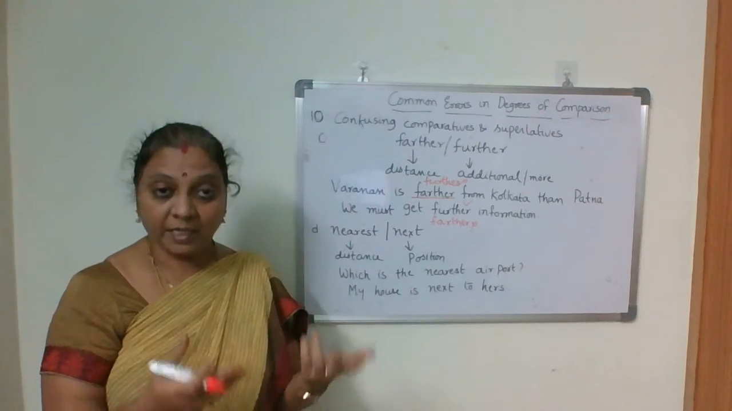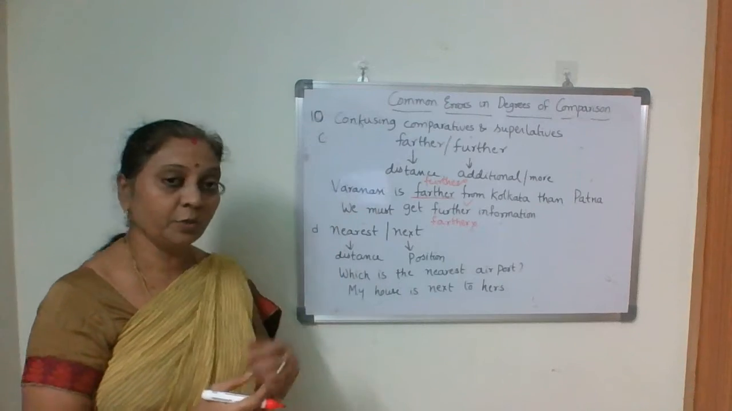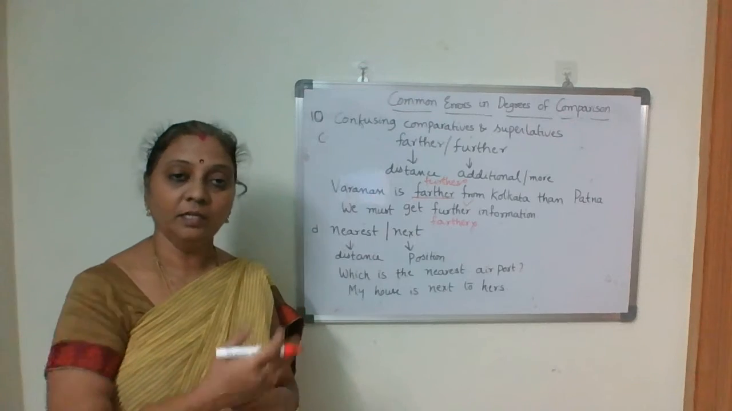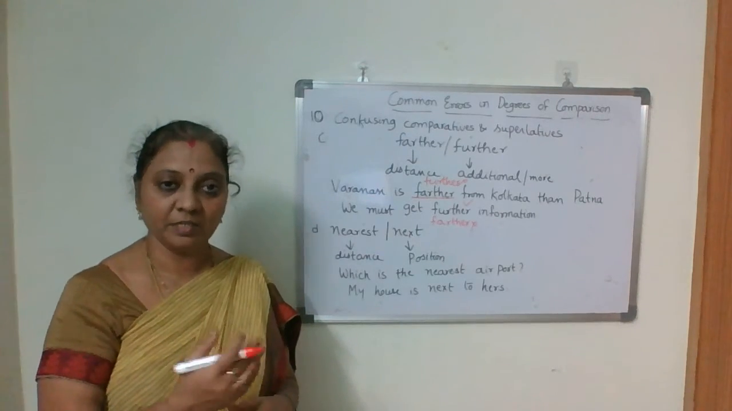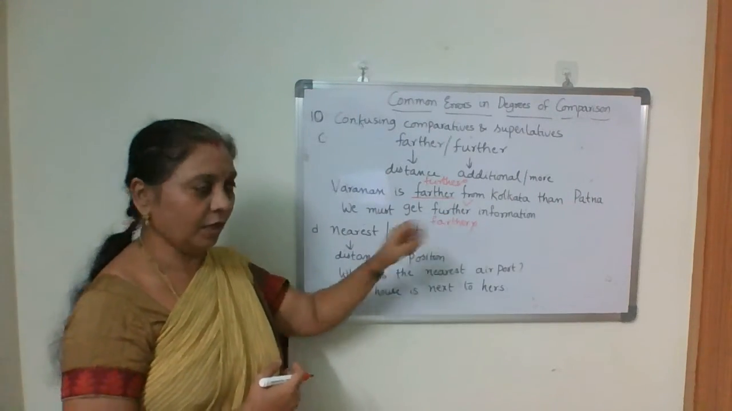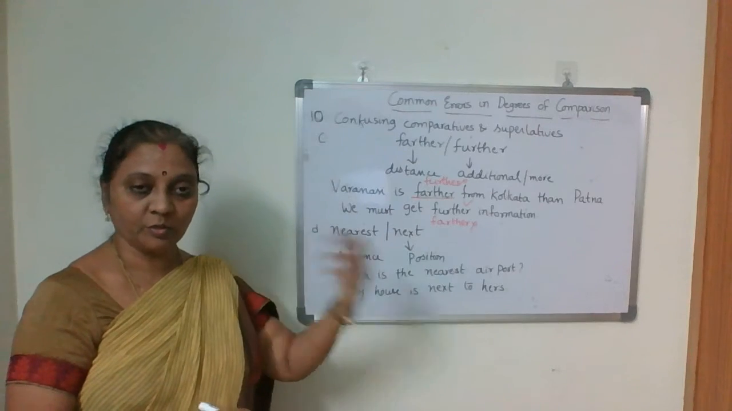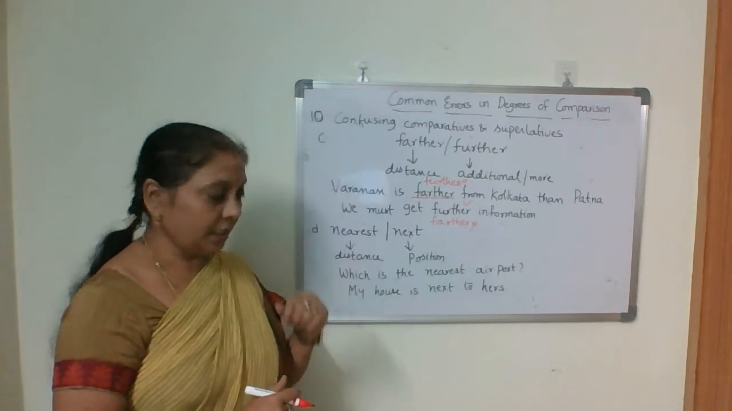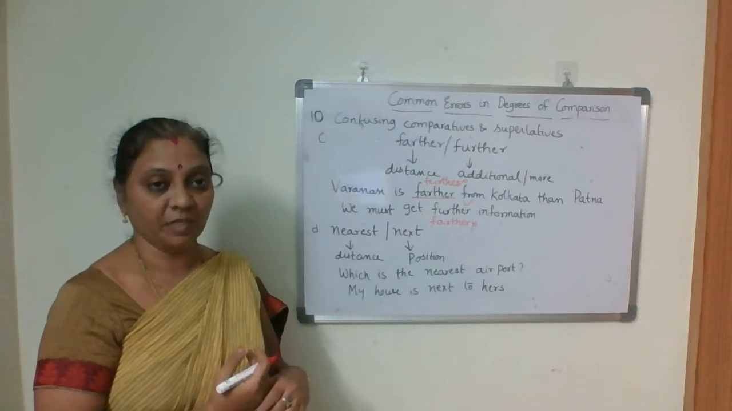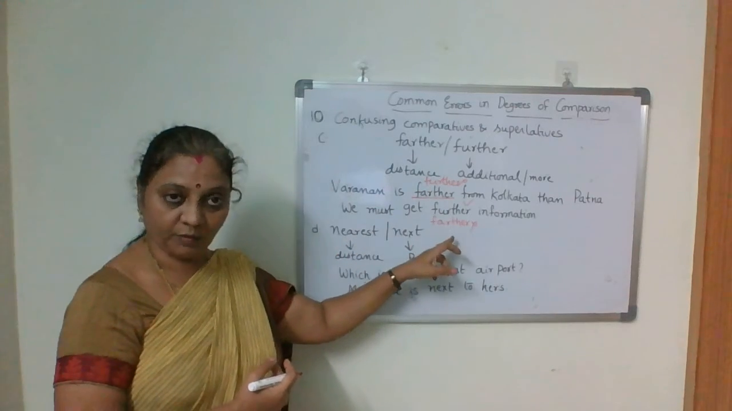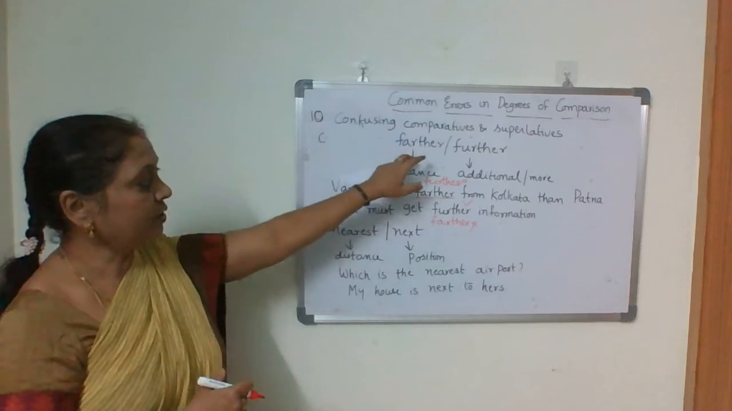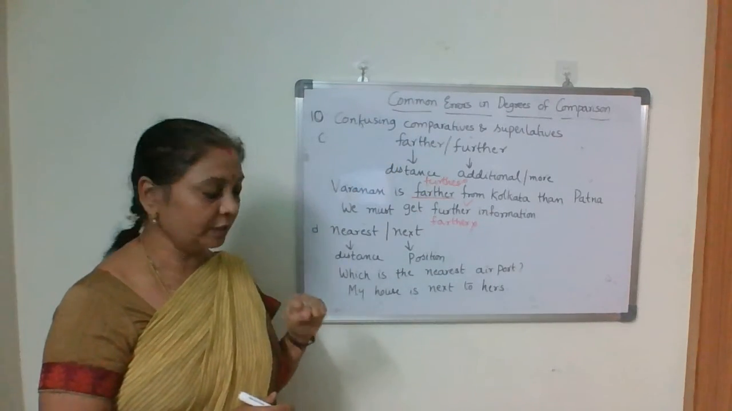You must do some additional courses. In such cases, what do you say? You must do further courses in this case, then you will be very much skilled or very much technically improved. You must do further courses. Okay, so we must get further information, means additionally some more information we must get. So in such cases, we use further. To talk about the distance, we use farther. So these two words are also mostly confusing words.